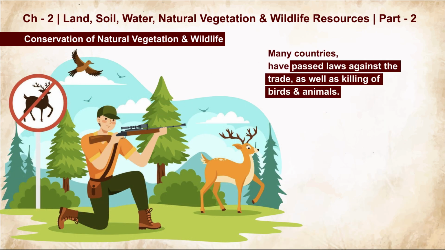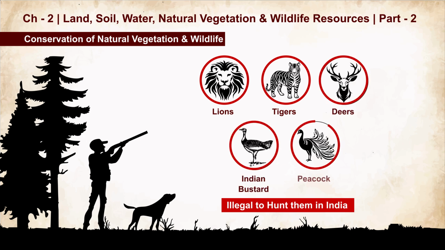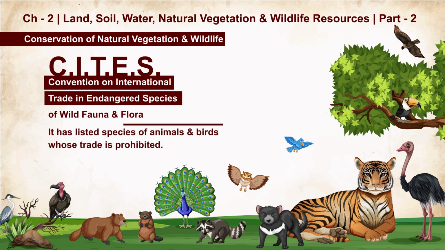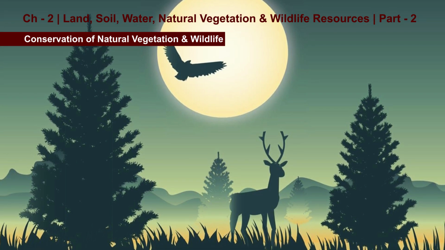Many countries have passed laws against the trade, as well as killing of birds and animals. In India, killing lions, tigers, deers, Indian bustards and peacocks is illegal. An international body called Convention on International Trade in Endangered Species of Wild Fauna and Flora, also called CITES, has been established, and it has listed several species of animals and birds whose trade is prohibited. Conservation of plants and animals is an ethical duty of every citizen of the planet.